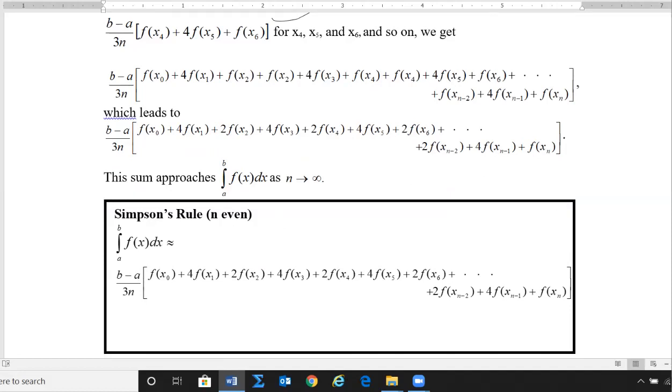And of course, the sum approaches the integral as n goes to infinity. We're not proving that, but we're gonna go with it. We're gonna use it as a fact. That sum approaches the function as n approaches infinity, the area under the function.